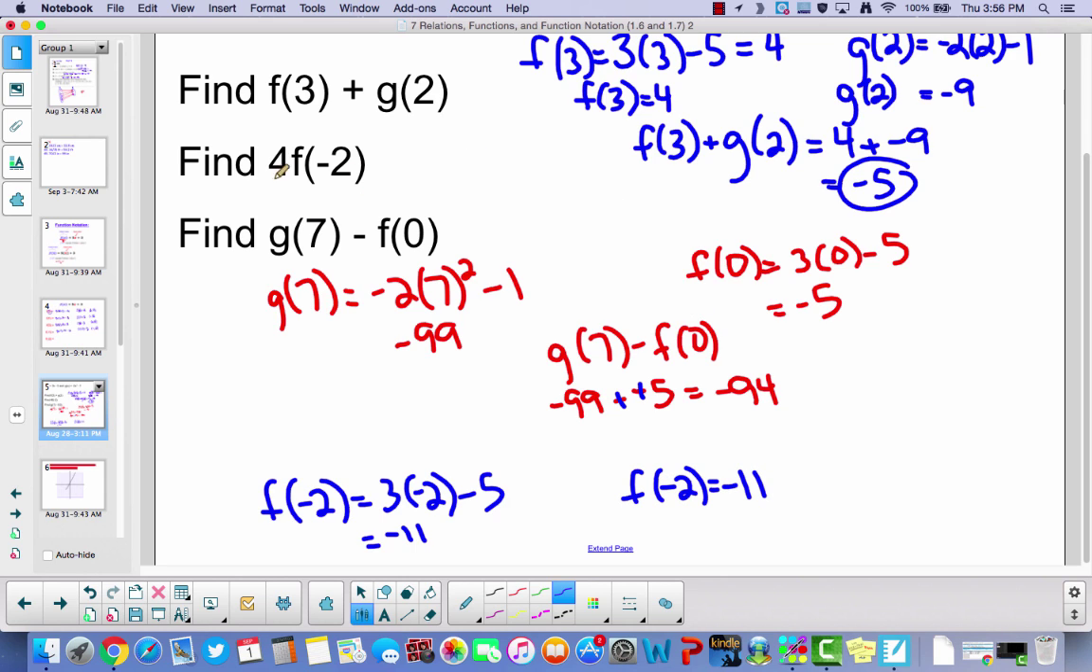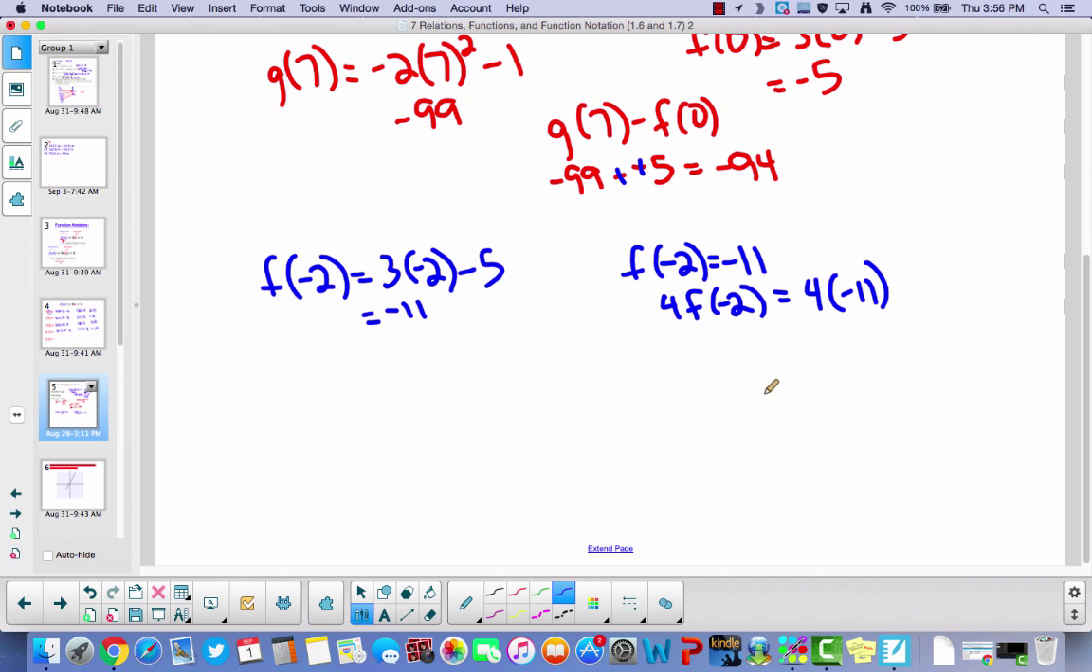But what does this say to do? It says to multiply that by 4. So 4 times f of negative 2 is 4 times negative 11. So 4 times f of negative 2 is 44. That's our answer.